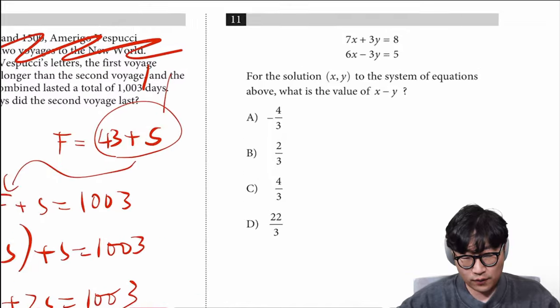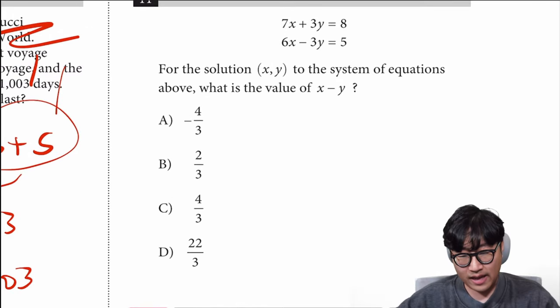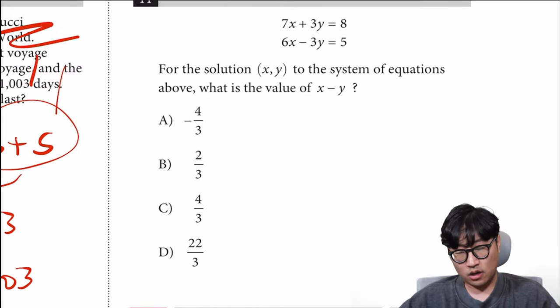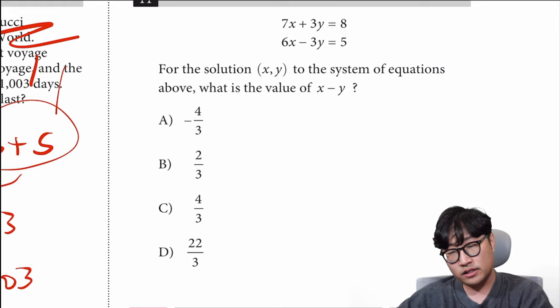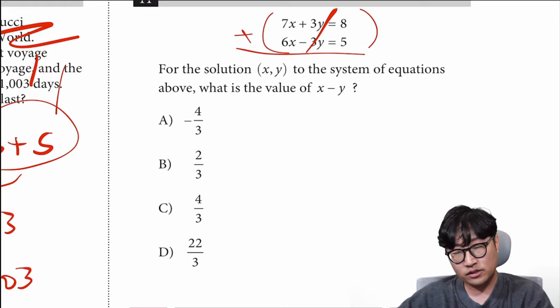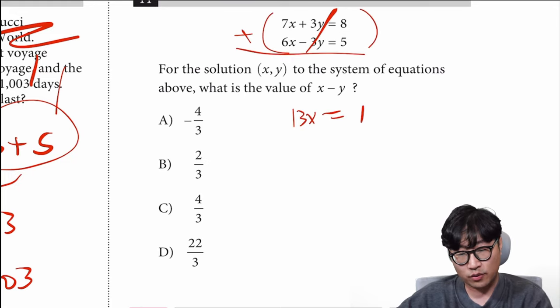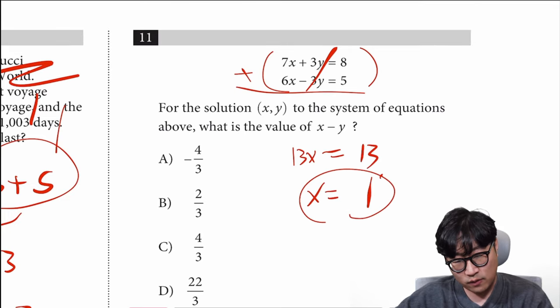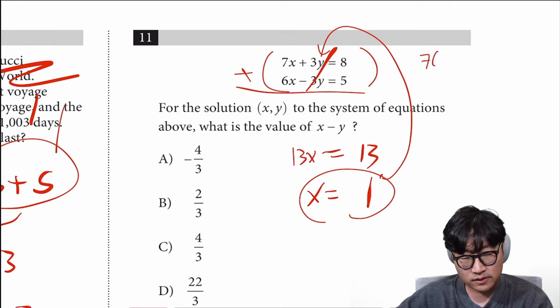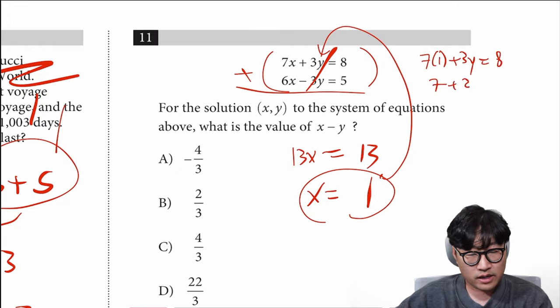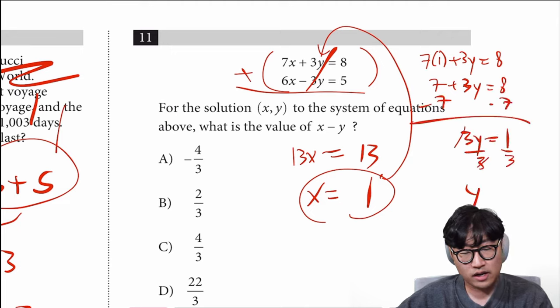Number 11, what is the value of x minus y? So, first of all, if you look at it the way it is, if you just add, the y's just go away. So 13x is equal to 13. So x is just equal to 1. Put that back into whichever equation. I'll just put this one right here. So 7 times 1 plus 3y is equal to 8. So 7 plus 3y is equal to 8. Subtract 7 on both sides. 3y is equal to 1. Divide by 3 on both sides. y is equal to 1/3.